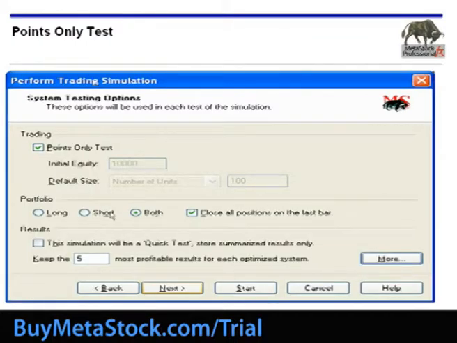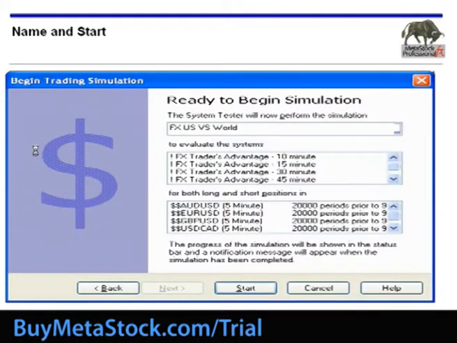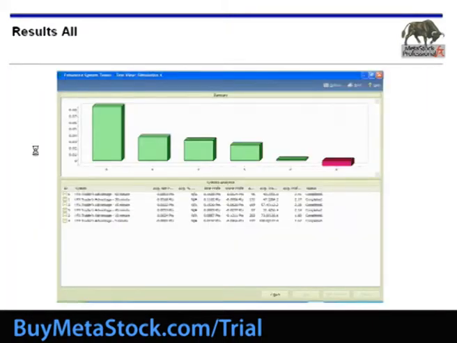We want to choose both long and short because when we trade Forex, we can trade either way just as easily. And we always do a points-only test, which is the way your system comes defaulted. If you don't change that, that's going to stay a points-only test. We then run these tests, and it comes back with a screen that looks similar to this.